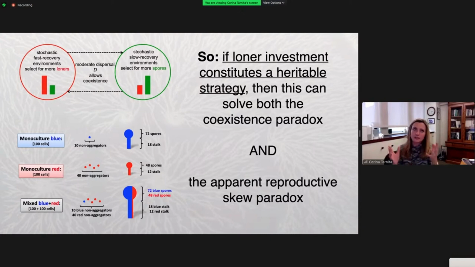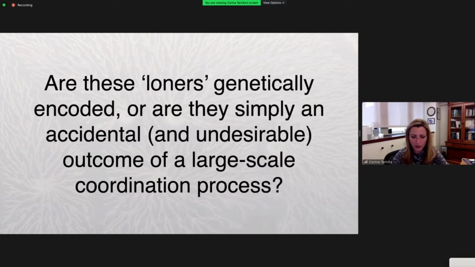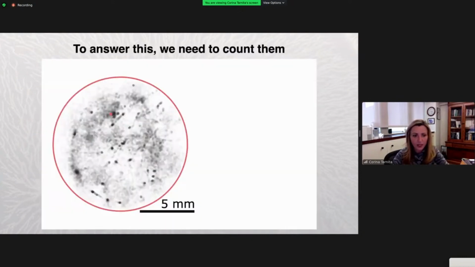Also, it would make this organism more interesting because instead of thinking of it as a one-dimensional fitness, just your investment in spores, now you have these two different things that contribute to your ultimate fitness, both the loners and the spore production. So it would change a little bit how we even pose the questions about cheating and all of that. But where are we on this particular question?